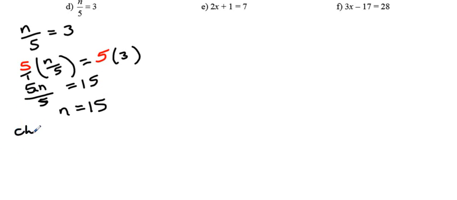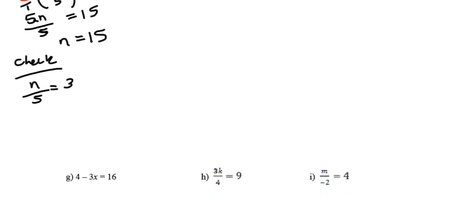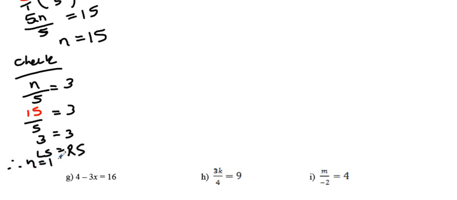And we'll check. So I would start with the original, n over 5 equals 3. I'm going to substitute in then my value for n, which was 15. So I'll just put that in red there. 15 over 5 equals 3. Is that true? Yes. 15 divided by 5 is 3. And we have 3 on this side still. Left side equals right side. Therefore, n equals 15 is the solution.